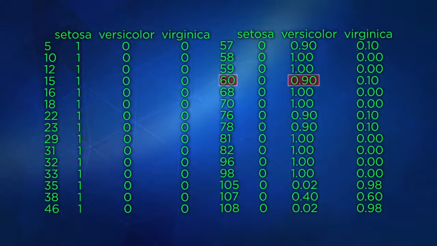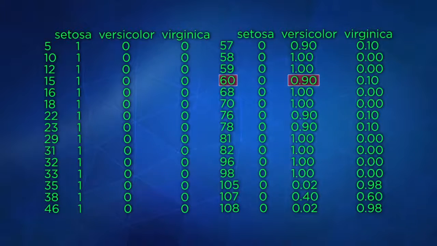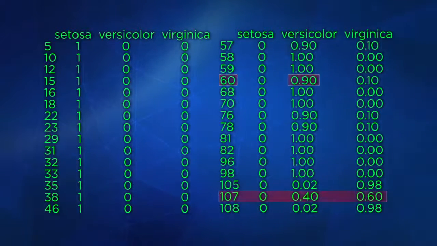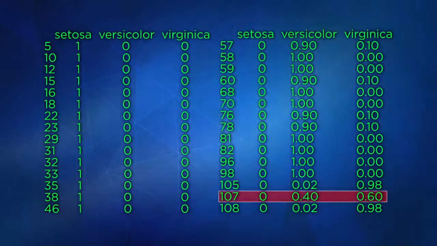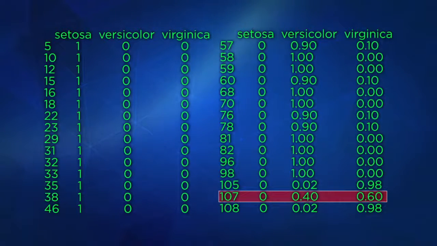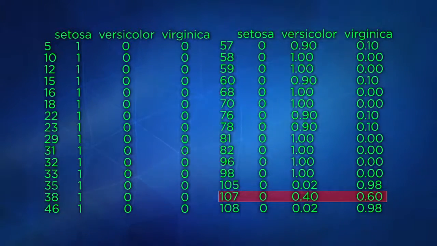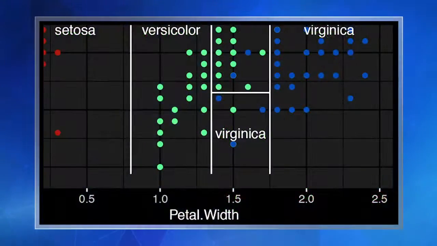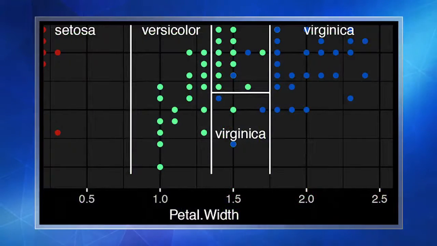Okay, so in this case, our classification tree is likely going to put that point into versicolor. But look here at line 107. So this is represented by point 107. We're much less confident in our classification. In fact, only 40% confident that it belongs to versicolor and 60% confident that it belongs to virginica. So here's where those misclassifications are going to take place.